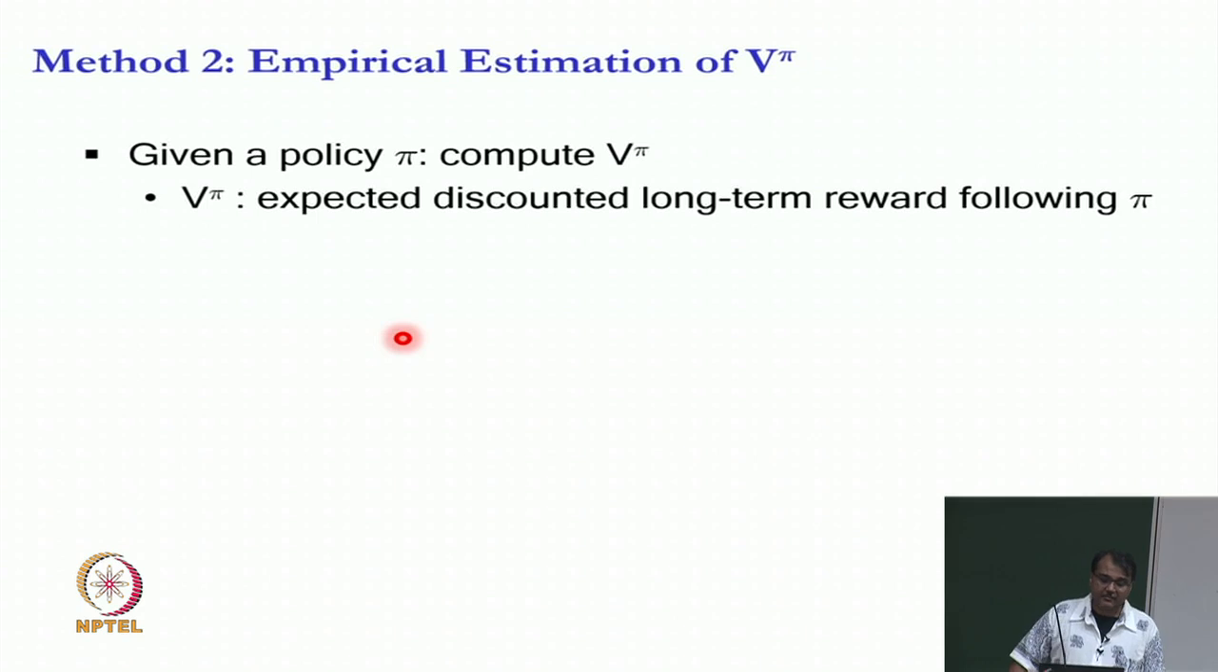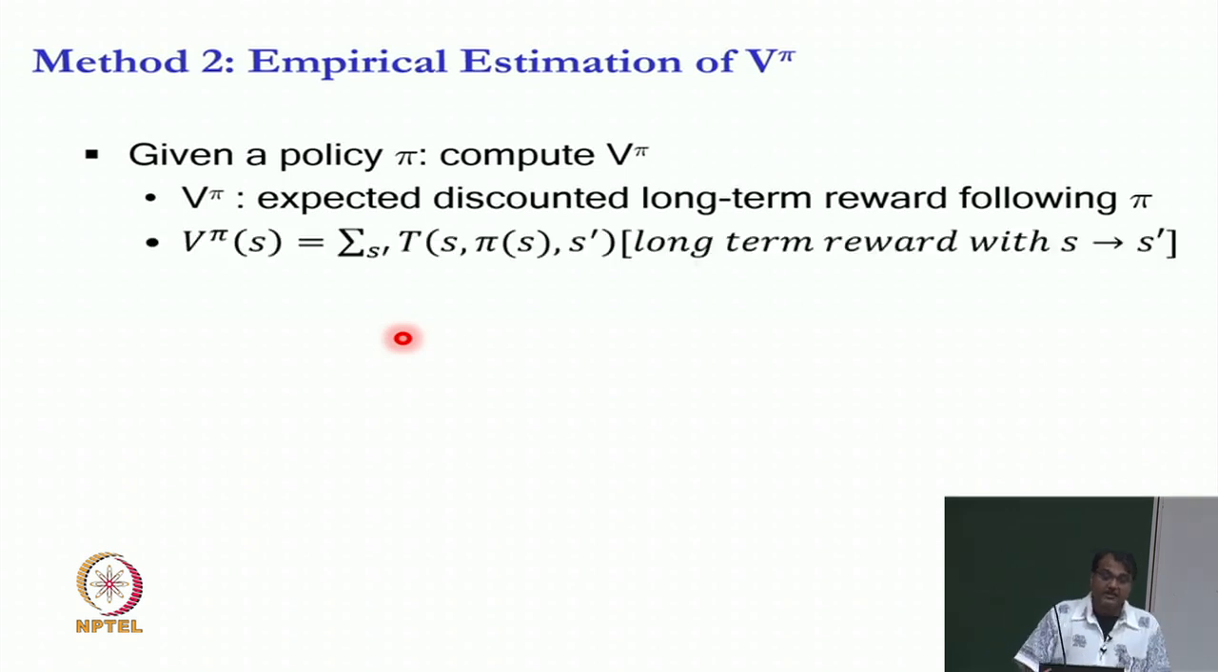Model free learning, we will do 2 methods. Okay. Now, our goal is still the same. Given a policy pi, compute V pi. Now, V pi can be thought of as expected discounted long term reward following pi.